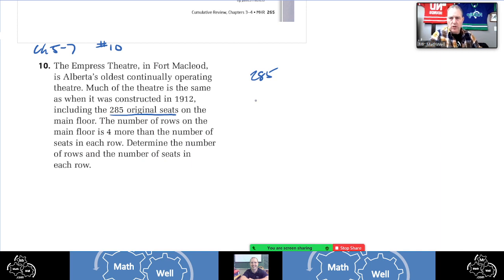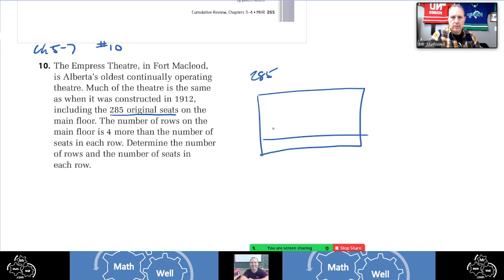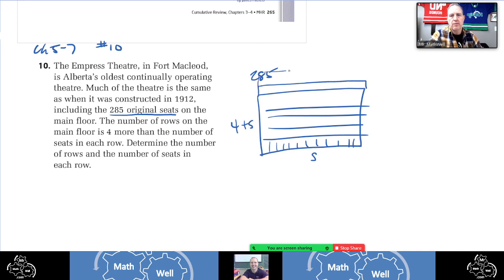Okay, so the number of rows, that is the total number of rows, like this, I guess. Rows sideways. This total number is 4 more than the number of seats. So the number of seats in the row we would say would be like this, right? The number of seats. And so the number of rows on the main floor is 4 more than S. So this is 4 plus S. Okay, 4 more than S is 4 plus, not 4 times.